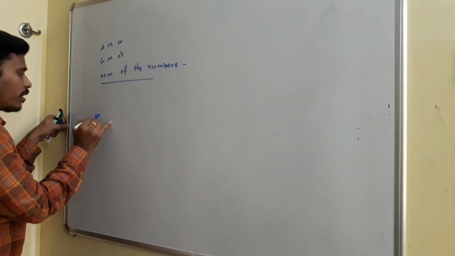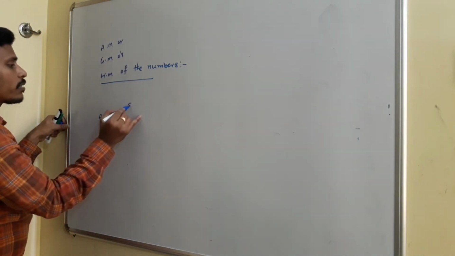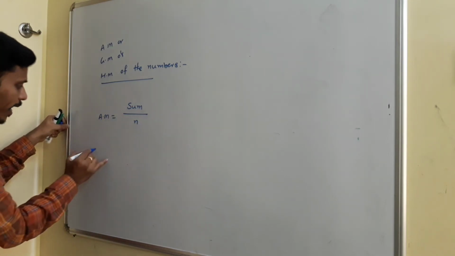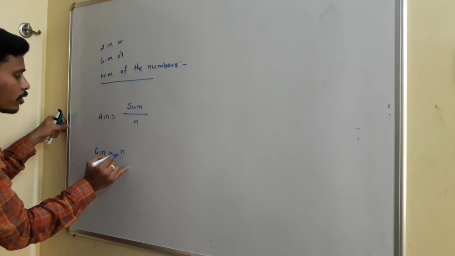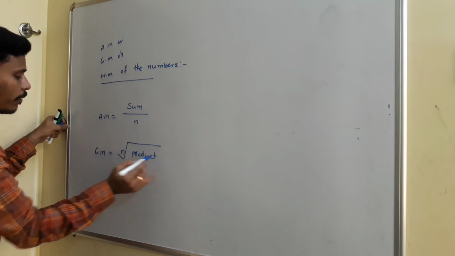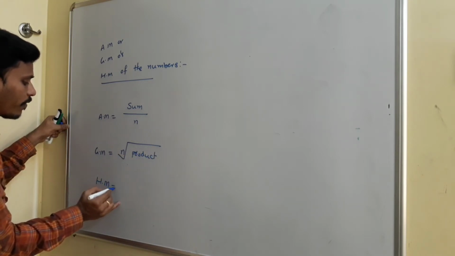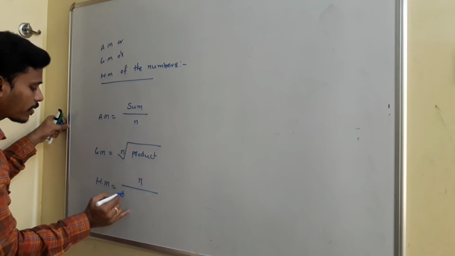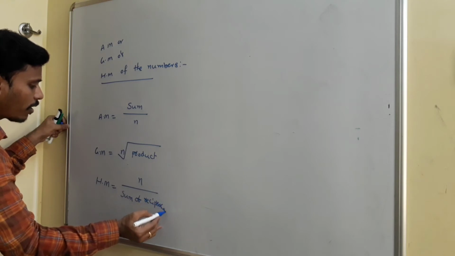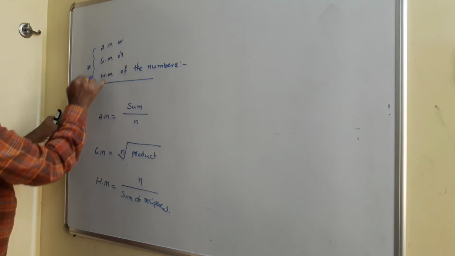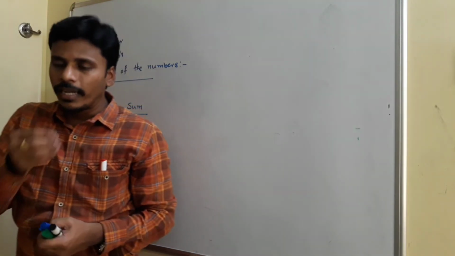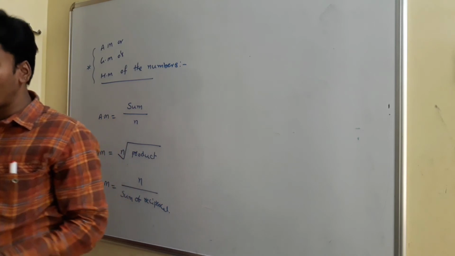For this, arithmetic mean is always the sum of the numbers divided by the number of the numbers, whereas geometric mean is the nth root of the product of the numbers, if there are n numbers. Then the harmonic mean is always given by n divided by the sum of reciprocals. This is somewhat different. This is not actually progressions also. But since we are discussing arithmetic mean, geometric mean and harmonic mean, it's important to mention here. That's why I am utilizing the chance.